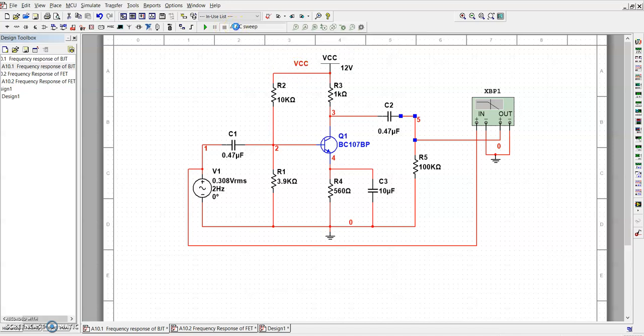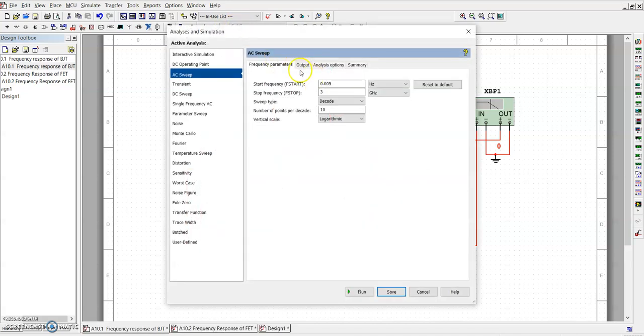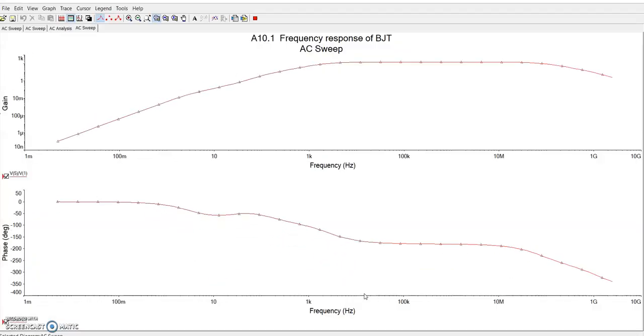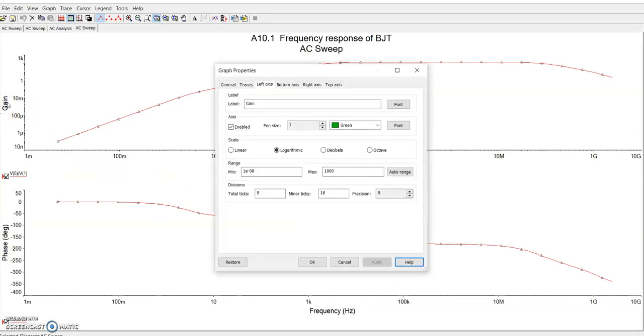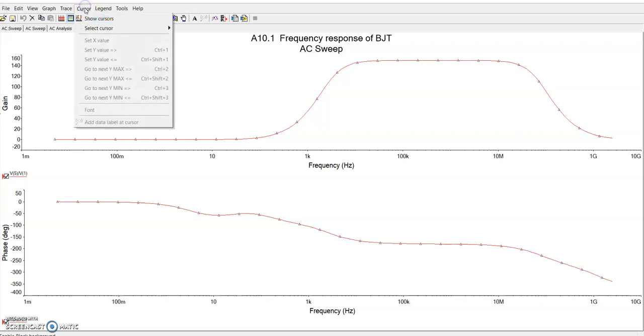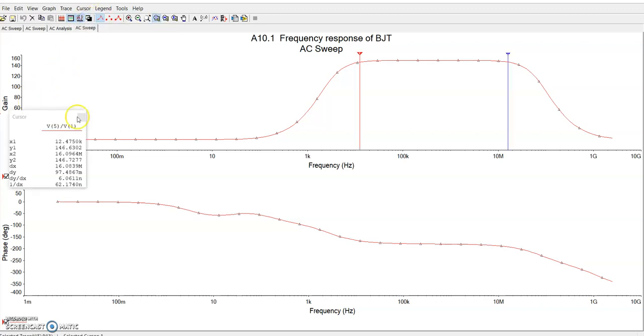Now let's run and see. AC sweep. I have already added the expression and run. Make sure that your gain is in linear or in decibel. I'm going to give linear. See, this is the graph. Now we have to find out the bandwidth. For that we need the cursor. Go to cursor, show cursors.